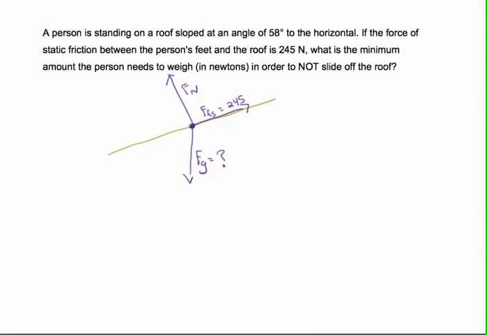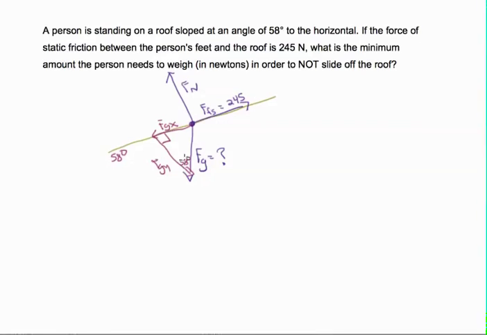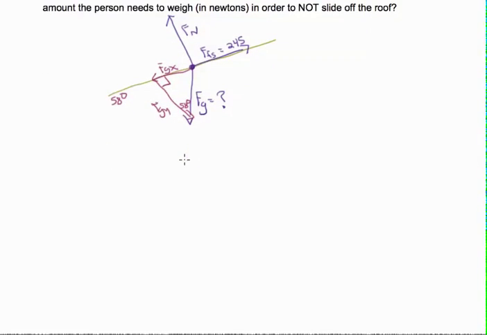We can break our weight into x and y components, FGX and FGY. And we know that because this is 58 degrees, this is 58 degrees. So now we can look at our free body diagram, and knowing that our object is trying to stay in equilibrium, we can make some statements.